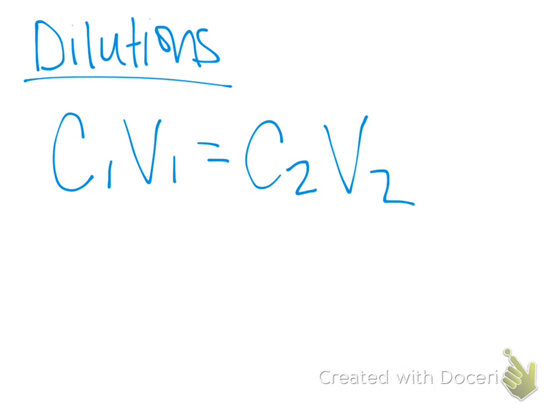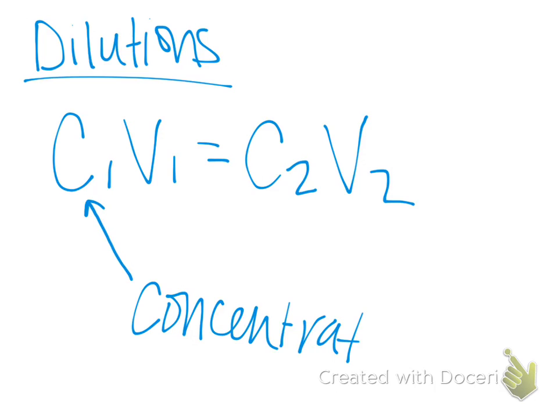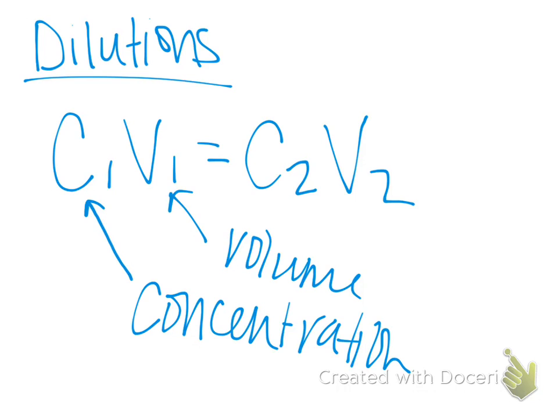What do you think this C stands for? It stands for concentration. And what do you think V stands for? Volume. So volume is always going to be measured in liters most of the time, or milliliters, it could be. But concentration is always going to be measured in molarity. Concentration is always measured in molarity in this equation.